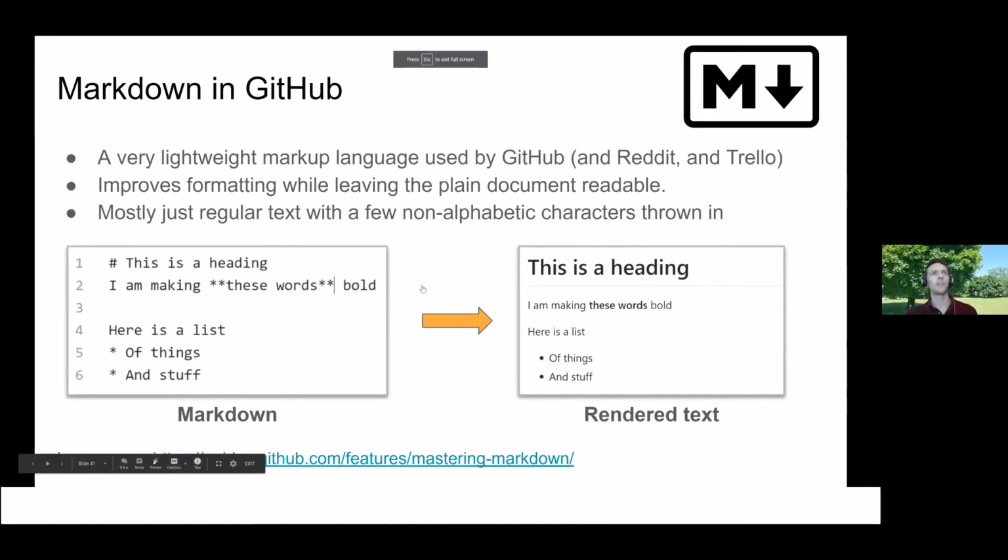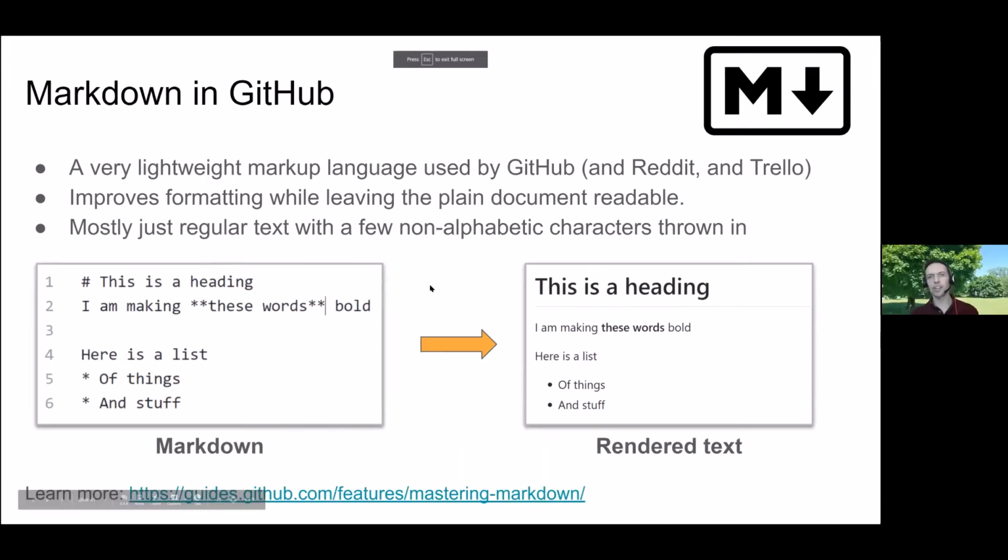Okay, and so I've mentioned Markdown a couple times. So for those of you who are not familiar with Markdown, Markdown is essentially a really lightweight markup language used by GitHub, and it's used by many other sites as well. So if you get good at Markdown, you can use it on Reddit, you can use it on Trello to essentially do some basic formatting of text.